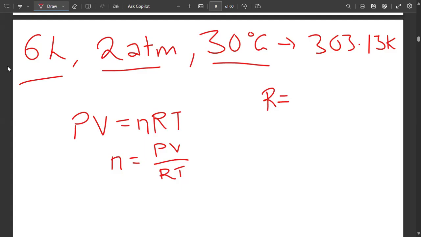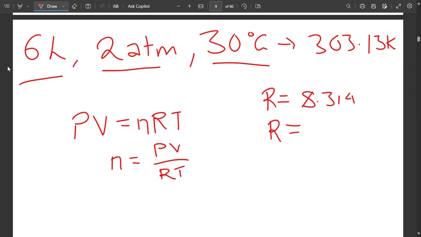Take note of that, please. If we're using pascals and cubic meters, we're using R equal to 8.314 joules per mole per Kelvin. That's the value that we're using. But if we're using liters and atm, the value of R that we're going to use is also going to change. It is going to be equal to what?